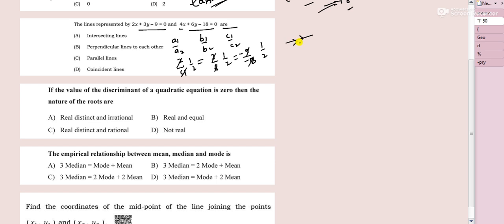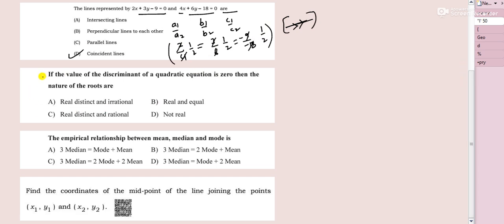So for that relation, which line do we have? Yes, it is a coincident line. So option number D is the correct choice. Got it? Moving to question number 3.